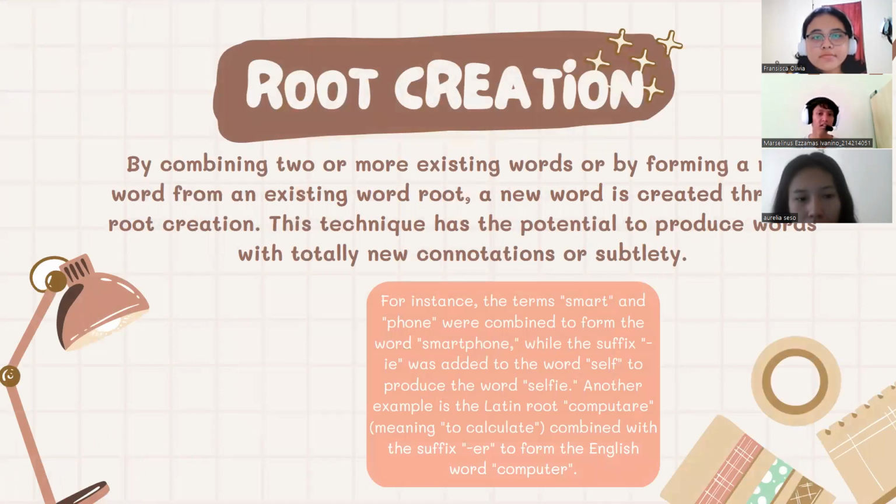And then the last one is root creation. By combining two or more existing words, or by forming a new word from an existing word root, a new word is created through root creation. This technique has the potential to produce words with totally new connotation or subtlety. For instance, the terms smart and phone were combined to form the word smartphone. And the suffix -ie was added to the word self to produce the word selfie. Another example is the Latin root computare, meaning to calculate, combined with the suffix -er to form the English word computer.